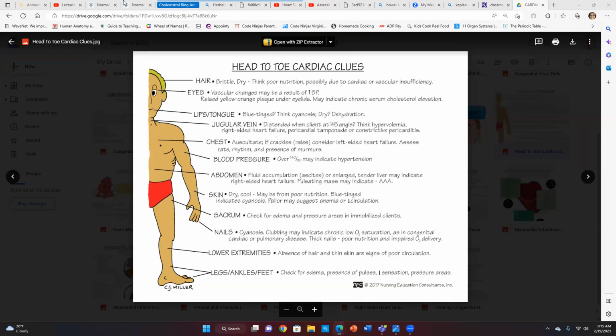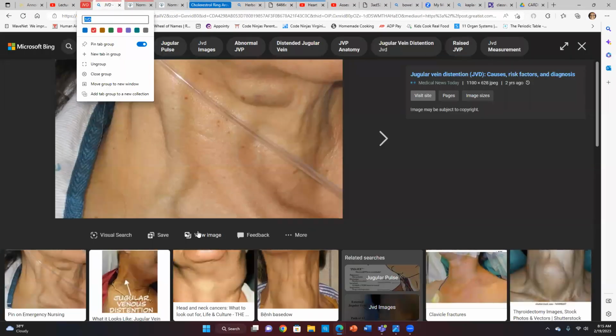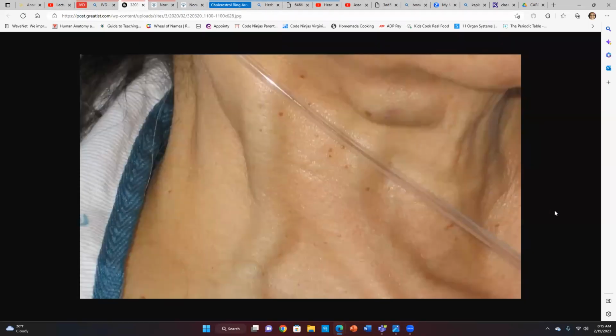And I'm going to tell you, if you're a visual learner, if you get something in class and you're like, I don't really get it, just Google it and get the image. Because once you see the image, you're going to remember it. And that's a great way to study. So here's JVD right here. This bulging vein that you said, that's exactly what we're talking about.